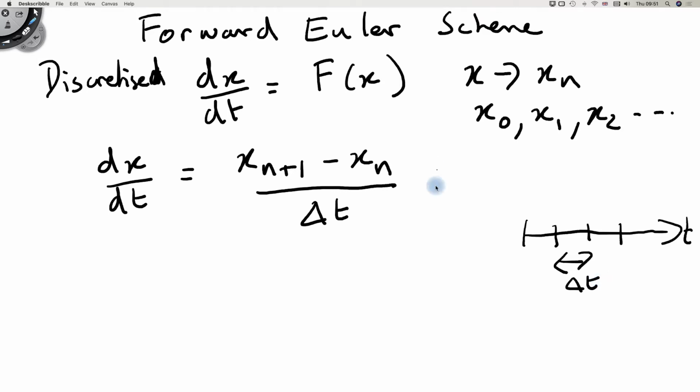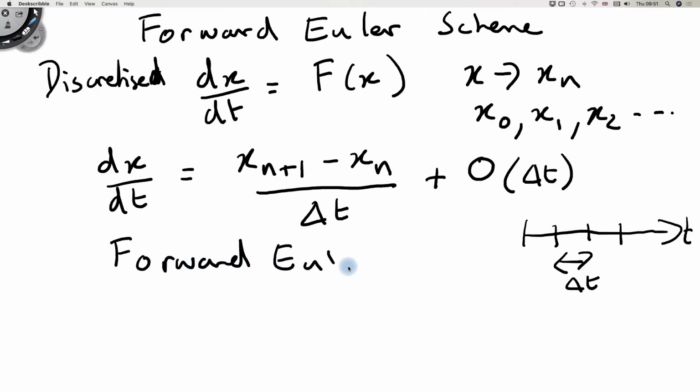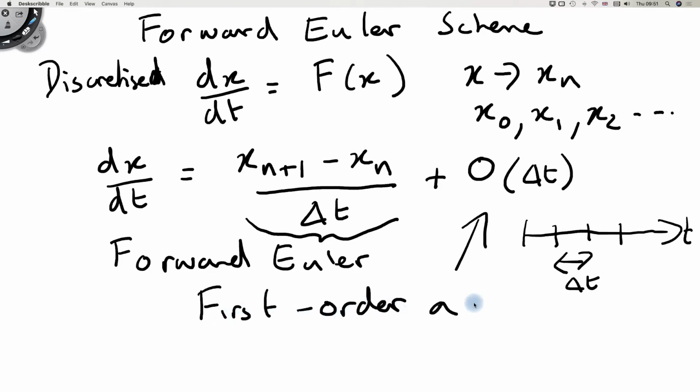But we also know the accuracy of this, because we derived it from Taylor series, is order delta t. So the first thing we know about this scheme, this is forward Euler, which is this bit here, and the final bit, the delta t, it's first order accurate. Because we've done Taylor series analysis on this, we can quite quickly know the accuracy.